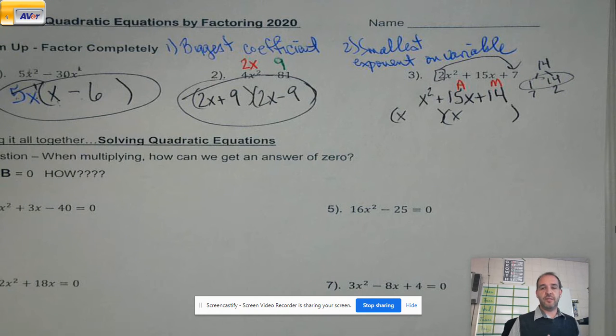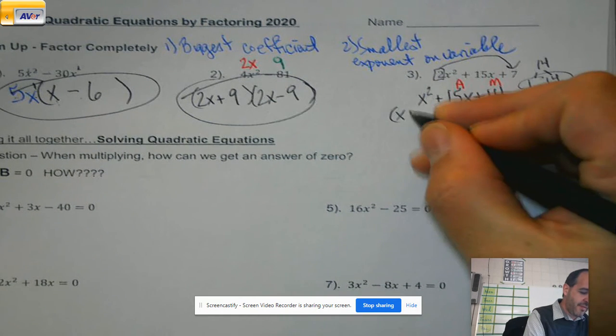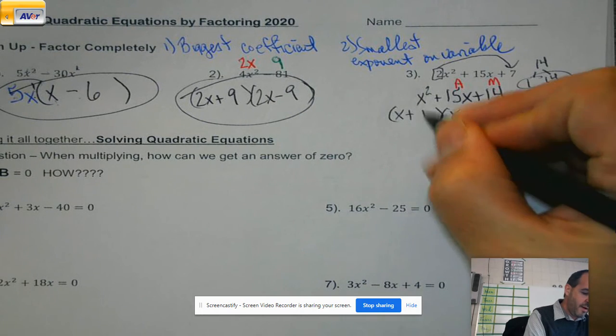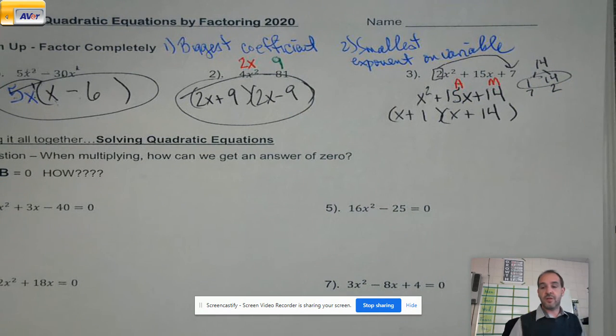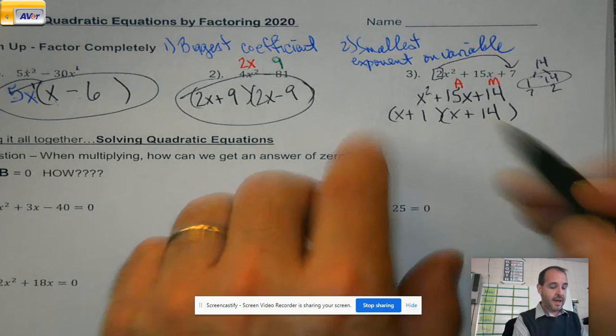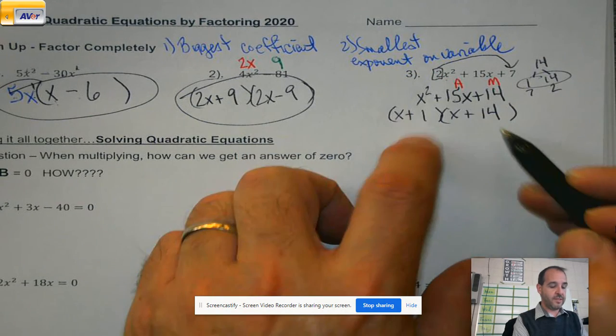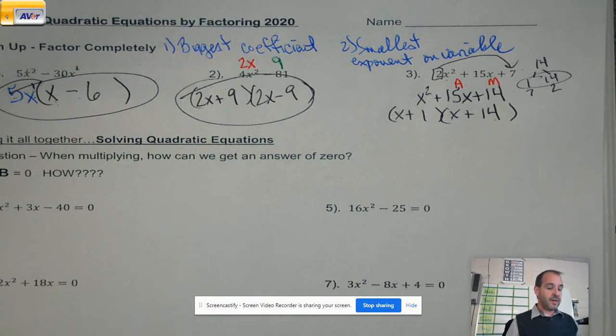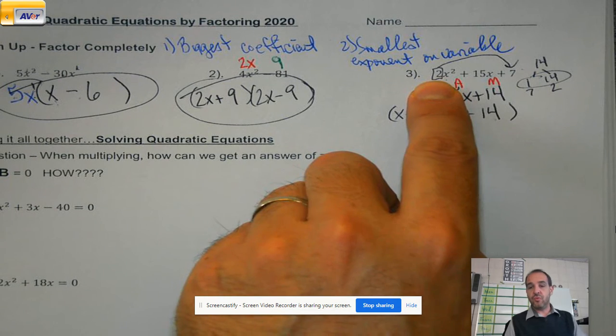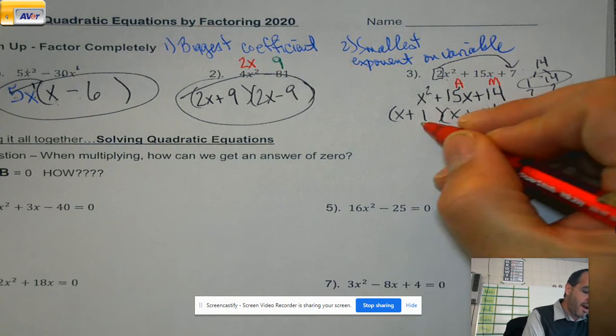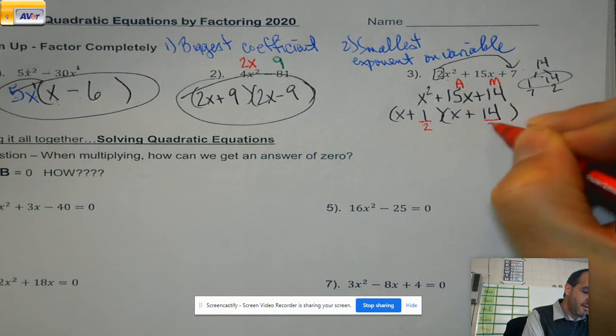On a slip up on my behalf, I normally talk about using our signs as clues here, but I notice they're all pluses, so I really don't have to think about that this time. 1 and 14, but don't circle this. x times x is not 2x squared. 1 times 14 is not 7, because I still need to take that 2 that I multiplied before and undo it by dividing.